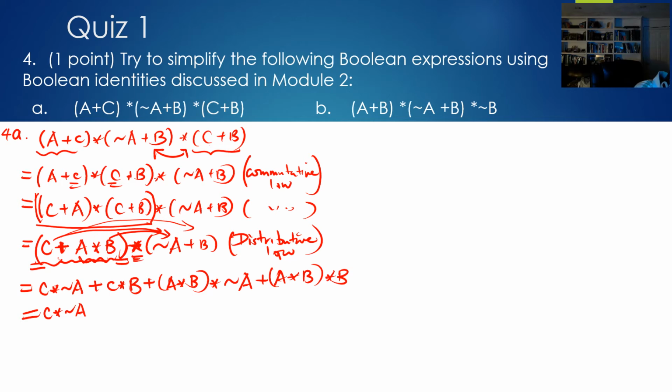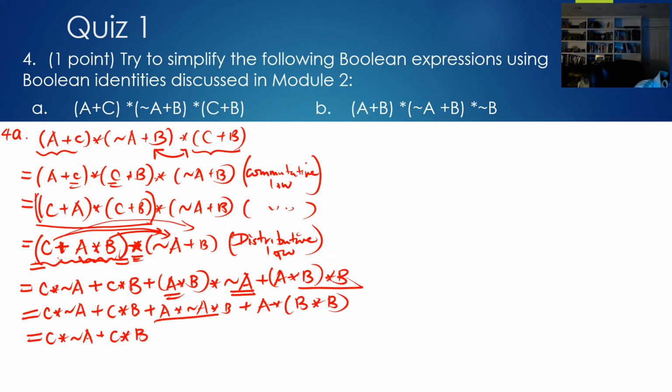Now for the second term, you can put the C times B, and then you can switch the order by the commutative law. So you can say A times tilde A times B plus A times B times B. I can just use the commutative law and multiply B times B first. So then this is going to give you C times tilde A plus C times B, and what do you get?